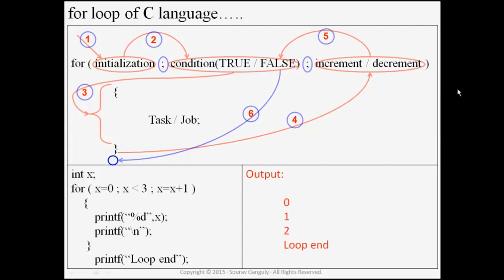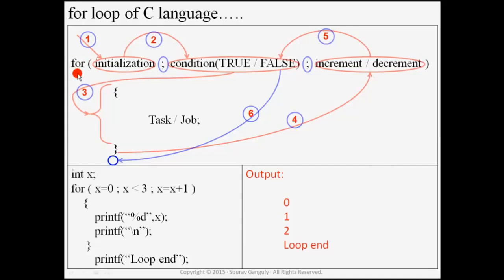This is the syntax of the for loop. Each and every loop has three sections. Section 1 is initialization. Section 2 is condition. And section 3 is increment or decrement.